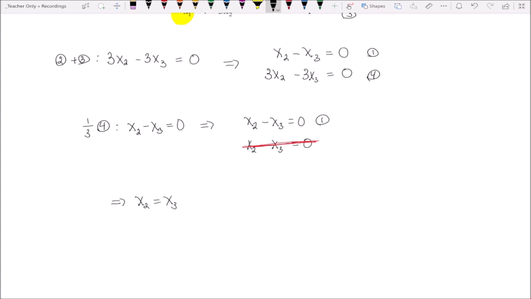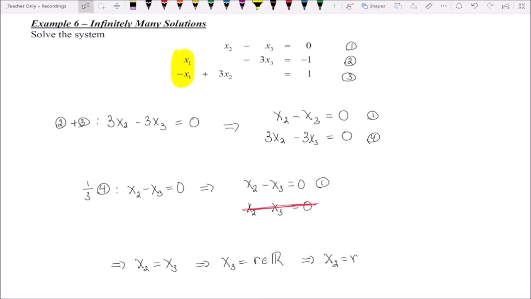So we can set either x3 as our independent variable, or x2 as our independent variable. I will choose to set x3 as independent. So let's say that x3 is equal to some real number r. Notice that this automatically means that x2 also equals r, because x2 and x3 are equal.